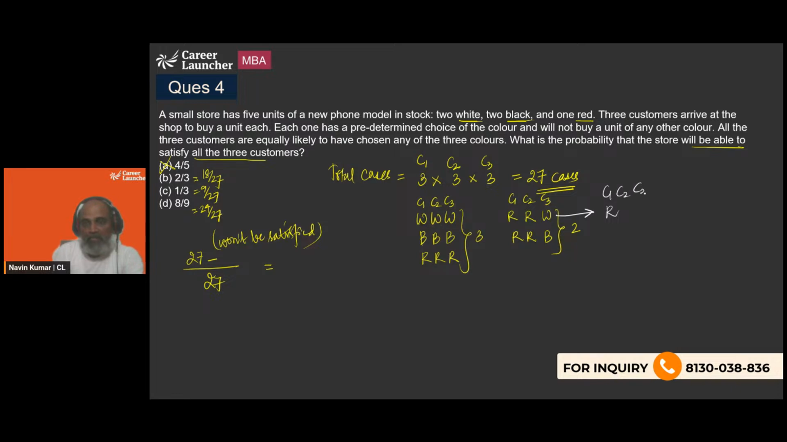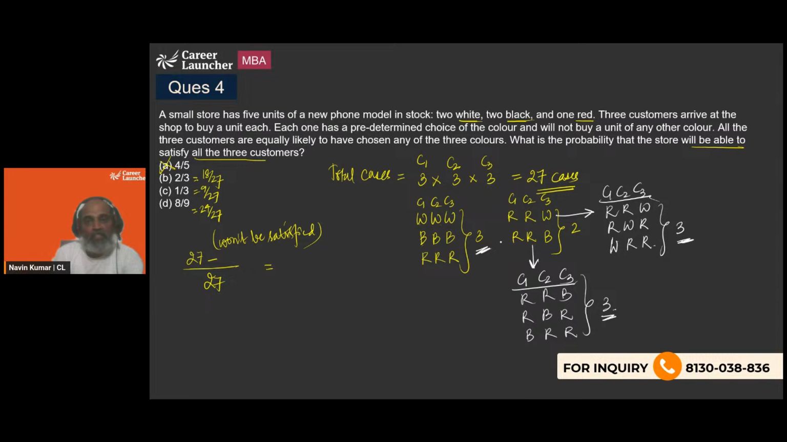First customer, second customer, third customer, red, red, white. What if the second customer needs a white and the other two red? What if the first customer needs a white and the other two red? So this has 3 cases. Similarly, this also has 3 possibilities. Third customer needs a black, or maybe the second customer only needs a black, or maybe only the first customer needs a black. So we'll have 3 cases. So 3, 3, 3. So this is a total of 9 cases that we won't be able to satisfy. 27 minus 9 is 18 out of 27, which when simplified becomes 2 by 3. So the second option is our answer.